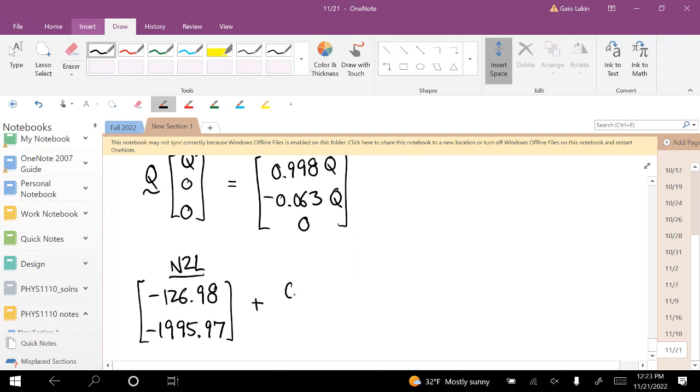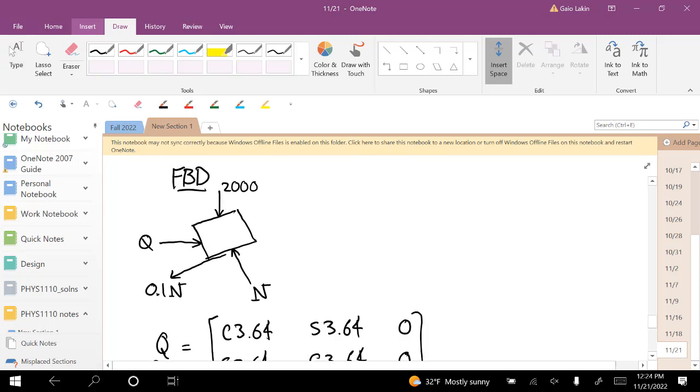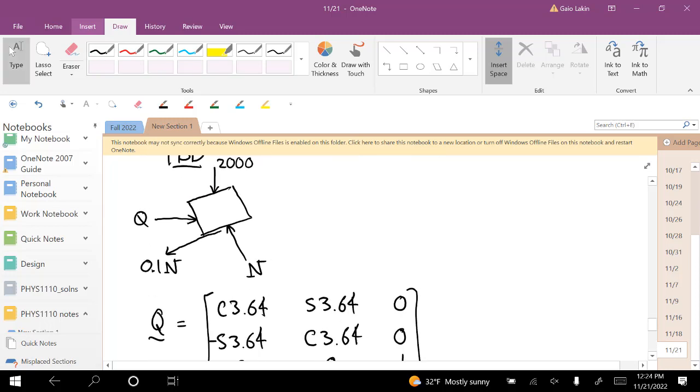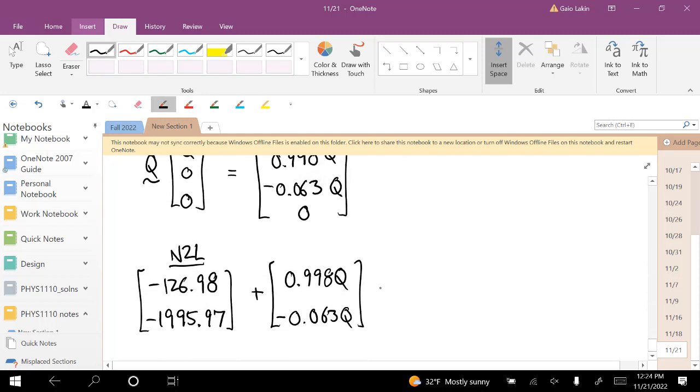Now we're adding that Q vector, so 0.998 Q, negative 0.063 Q. And now the normal force and the friction force. The normal force is in the positive Y direction. The friction force is in the negative X direction. So we have plus negative 0.1 N, and then N for the Y. And that's everything. That's equal to zeros.